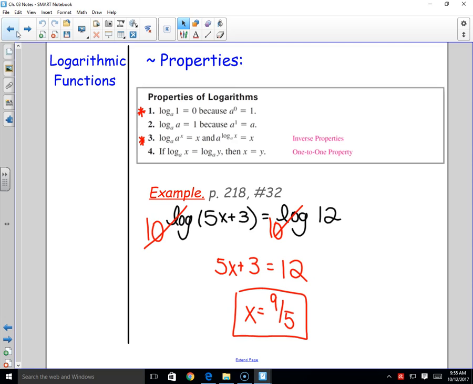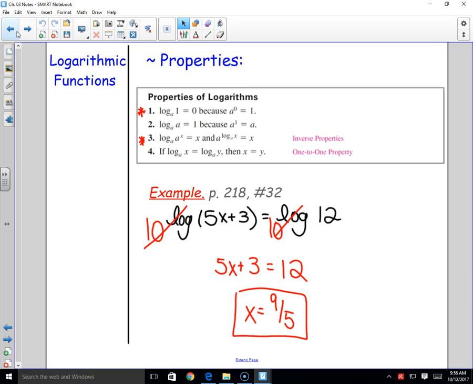That's the inverse property. The one-to-one property, with exponentials and logs: if we can make them match, what do we do to the base and the log? We ignore it. We're not technically canceling it. If we wanted to cancel it, we'd have to do the whole inverse thing, because log base a of a to the x undoes. But the one-to-one property just says, if they can match, you ignore the logarithms.